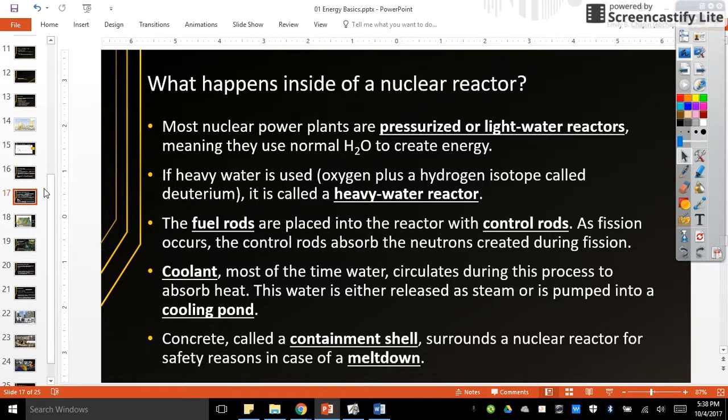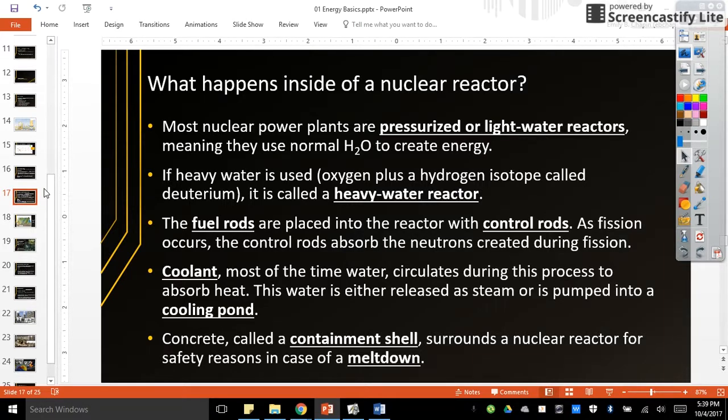After you create a fuel assembly, they are shipped to our nuclear power plant. This is done off-site, and then they are brought to a nuclear power plant. We have a couple of different types of nuclear power plants, but two that we're going to talk about. The first one is an LWR, a pressurized or light water reactor, and this is just using normal water to create energy. So we're just boiling that water and using that steam to create energy.